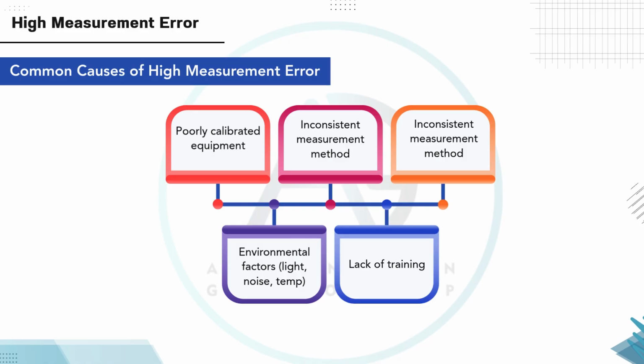Lack of training. Even if we have the right tools and methods, untrained or poorly trained staff can introduce errors. Training ensures consistency in how measurements are taken. The takeaway here is that both human and technical factors contribute to measurement error. By addressing these root causes, we can significantly improve the reliability of our measurement system.